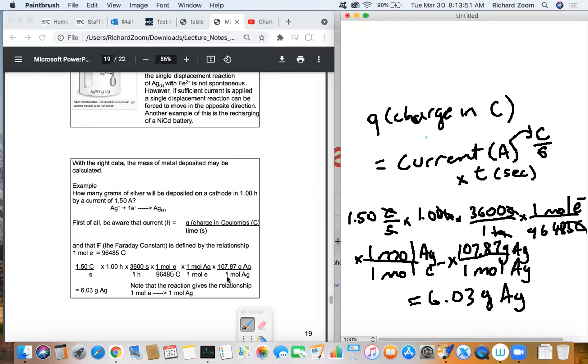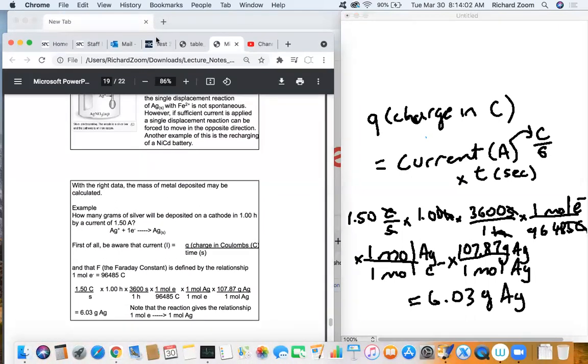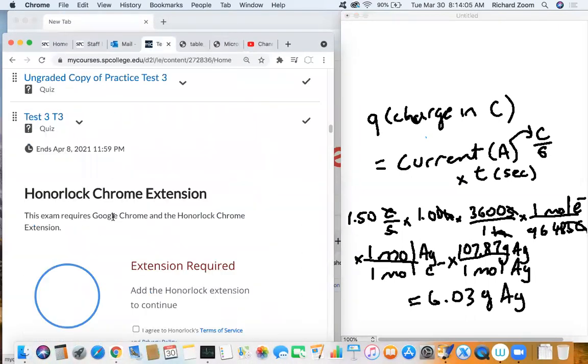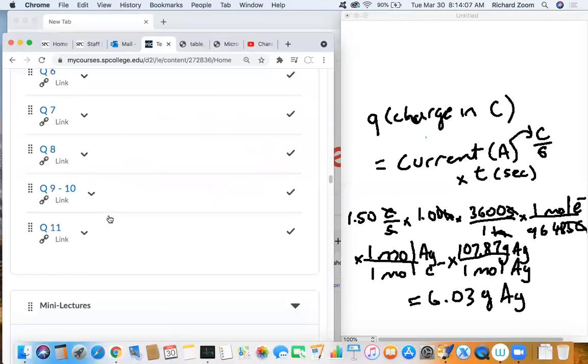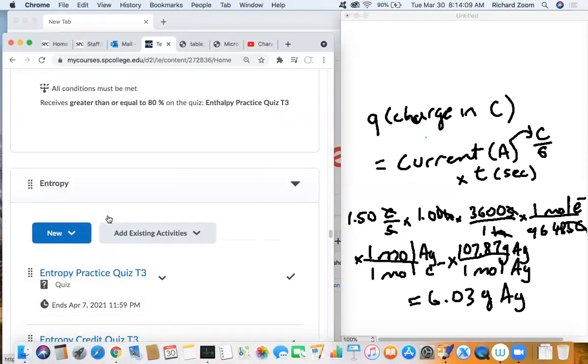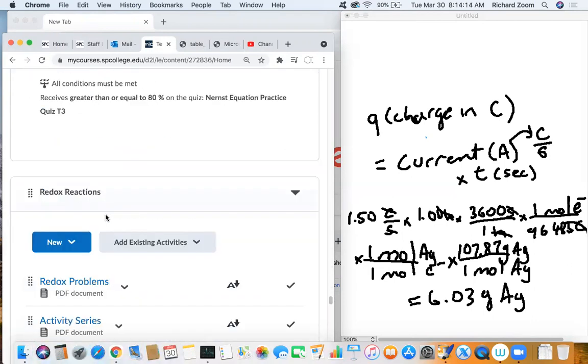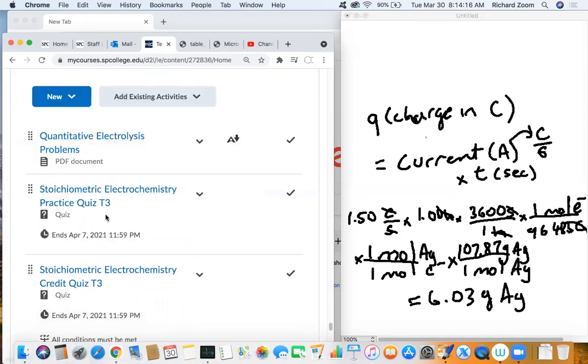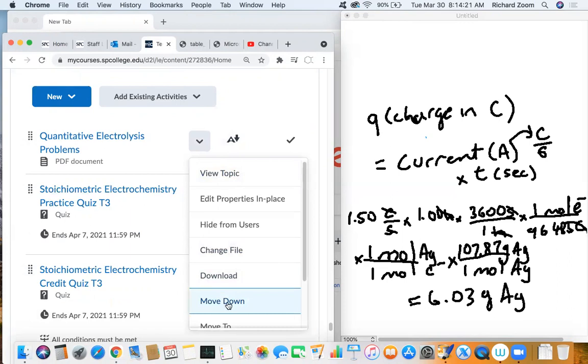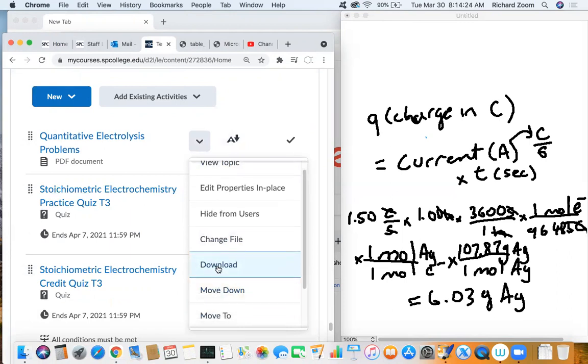All right, does anybody have any questions? Anybody have any questions about this? Let's take a look at some resources I have for this, and it's in the stoichiometric electrochemistry problem folder. I do have some examples here, or at least some problems with answers.